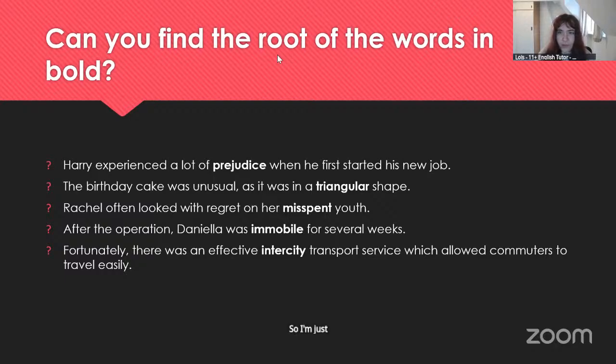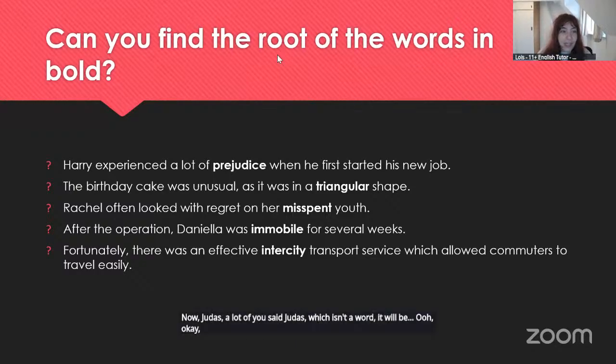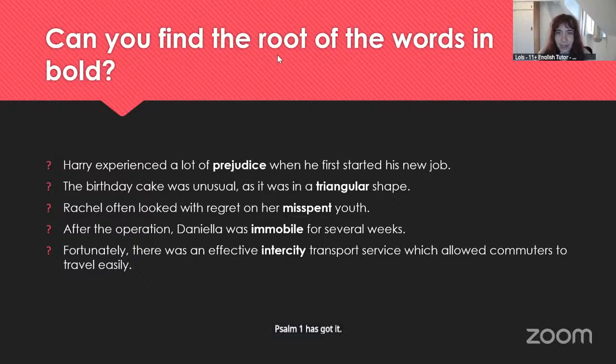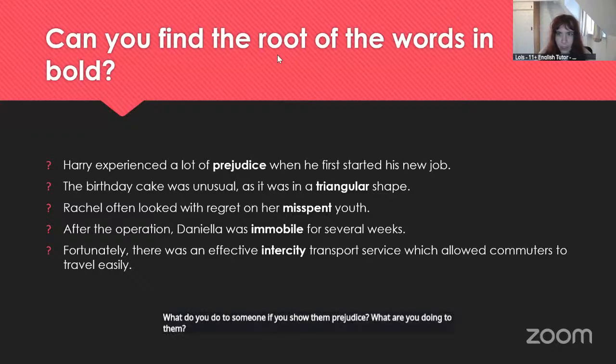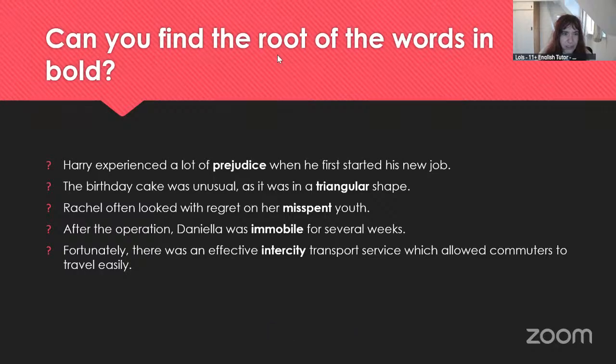So I'm just looking through the answers and seeing if anybody's got it. Now, Judas, a lot of you said Judas, which isn't a word. It will be. Oh, okay, someone's got it. Someone has got it. I'll just see if anybody else gets it. What do you do to someone if you show them prejudice? What are you doing to them? Lots of you said Judas. Solly, you said, hi, is this correct track? Yes, I can see your messages.